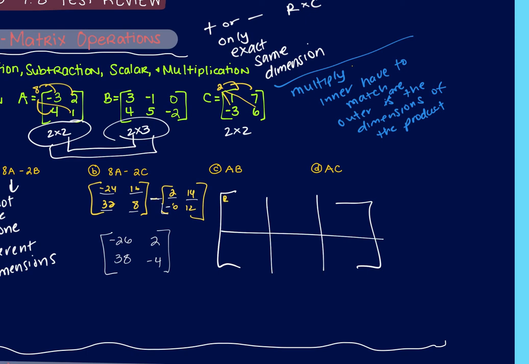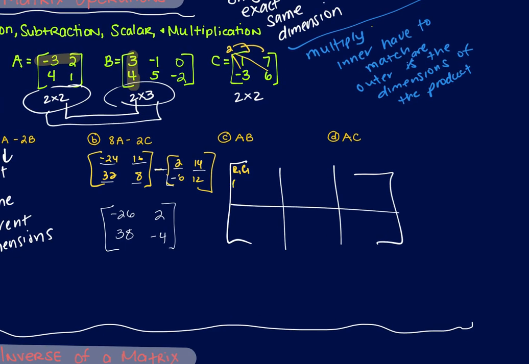So the first one would be row 1, column 1. I'm going to multiply row 1 from A and column 1 from B in its pairs. So I'd get negative 3 times 3 plus 2 times 4. Negative 9 plus 8, which is negative 1. Sorry, thank you. Negative 3 times 3, and then 2 times 4. Yeah, A and B.